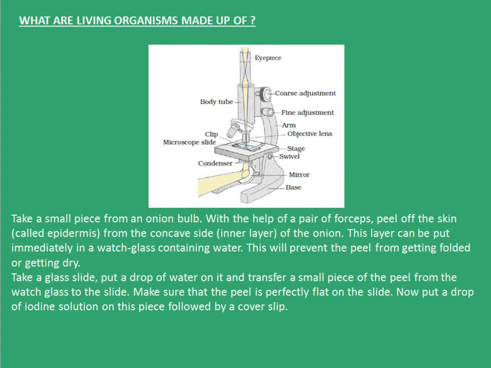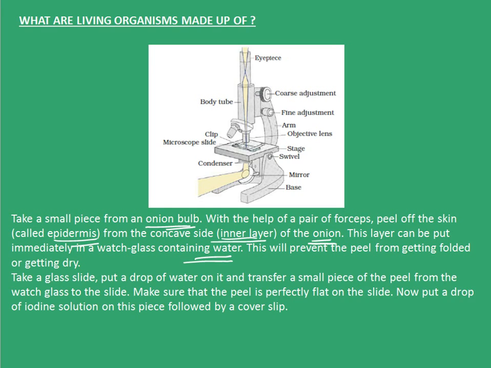So what are the living organisms made up of? To answer this question, we need to do a small activity. In this activity, we will take a small piece of onion bulb, and with the help of a pair of forceps, we'll peel off the skin, which is also called the epidermis, from the concave side, which is the inner side of the onion. Now this layer can be put immediately in a watch glass containing water. We'll do this because it will prevent the peel from getting folded or drying.